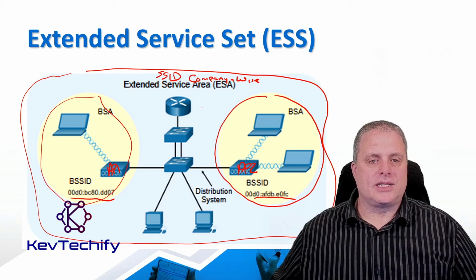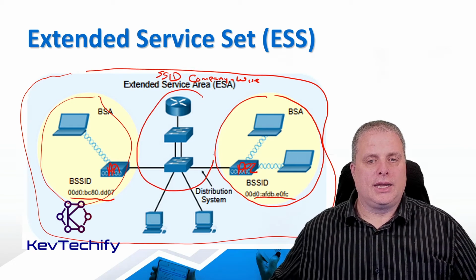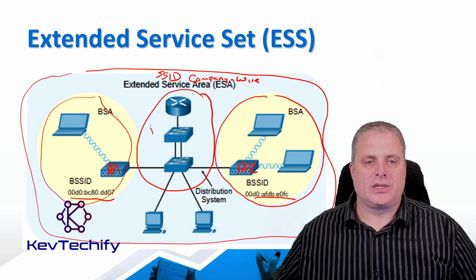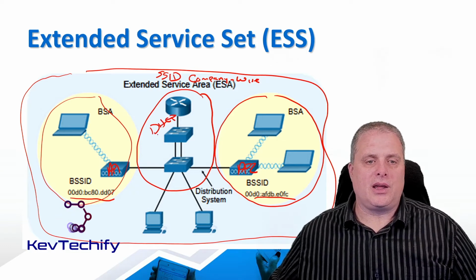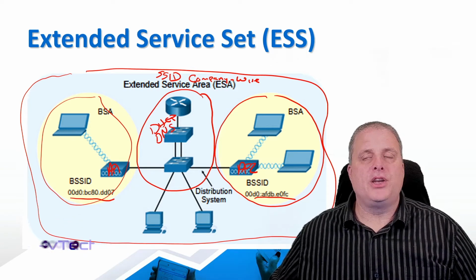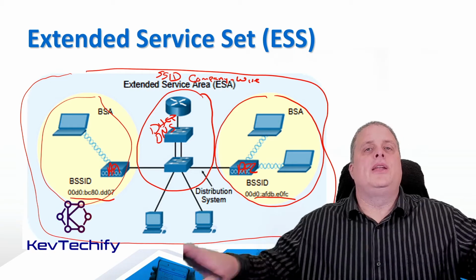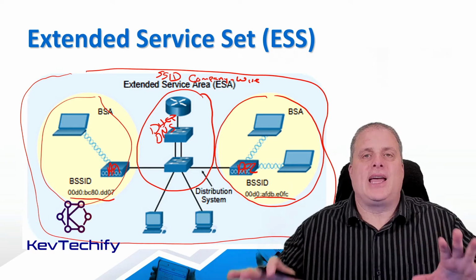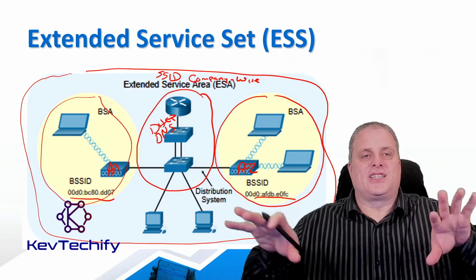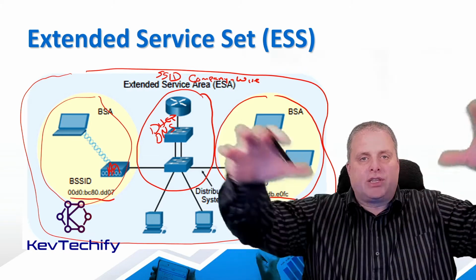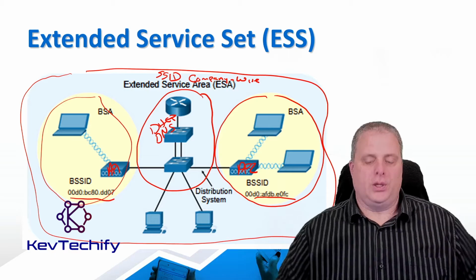It connects into the same network, gives you access to the same resources, DHCP, DNS, whatever you have set up on your network. It connects into those same resources, even though you did connect into two separate access points, two separate basic service sets. The extended service set makes it all one big one.